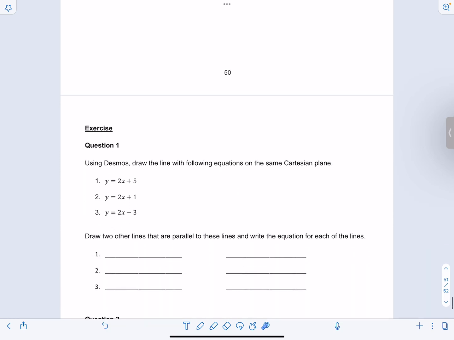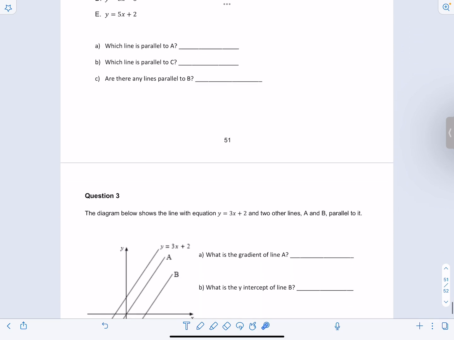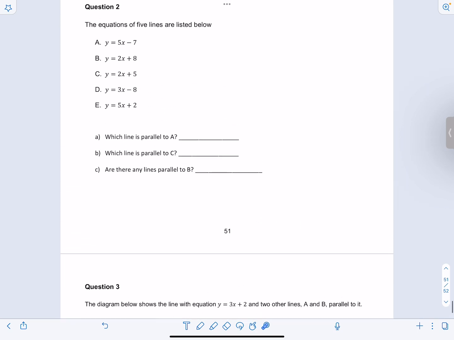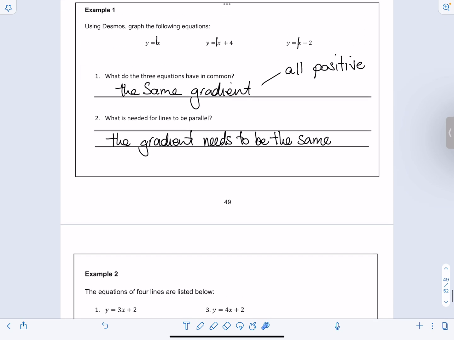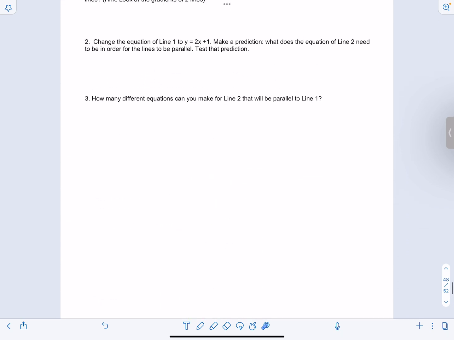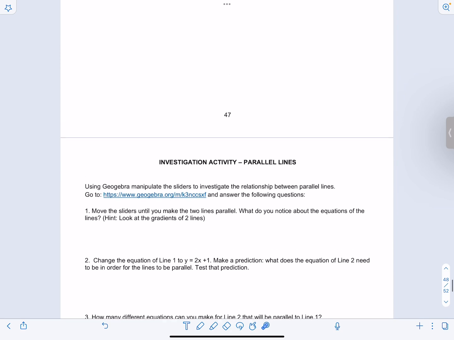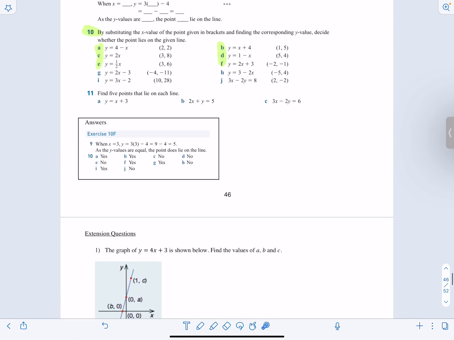The other thing is, and there's the exercise, which you're going to do on Monday. So that's it. So just go up to completing the answers up to page 49, and then just don't worry about the activity, and just do the exercise and submit.